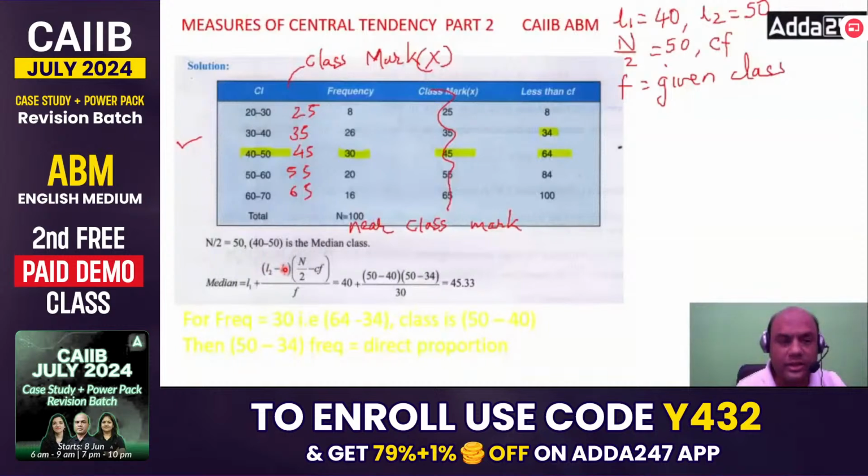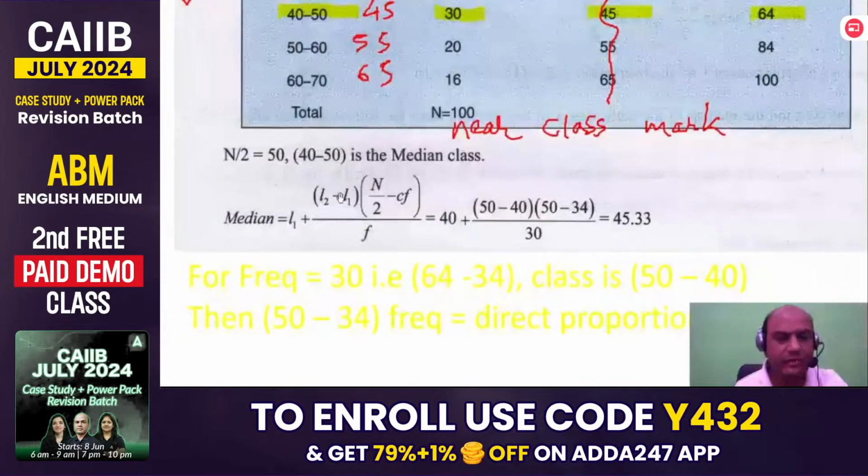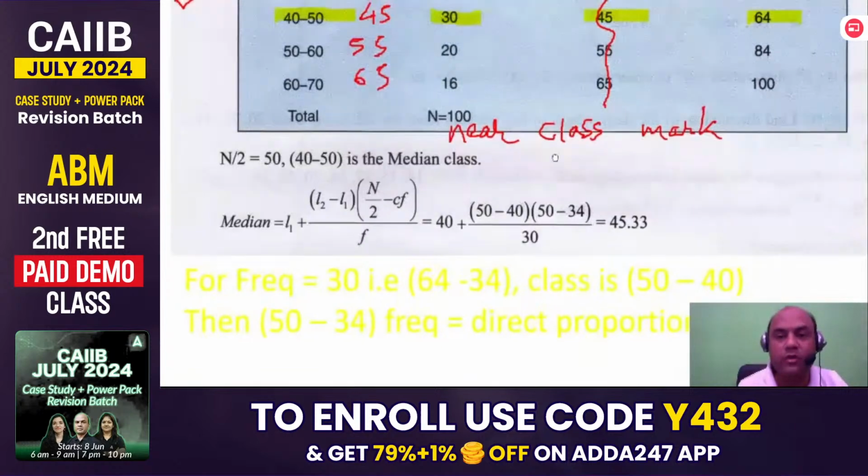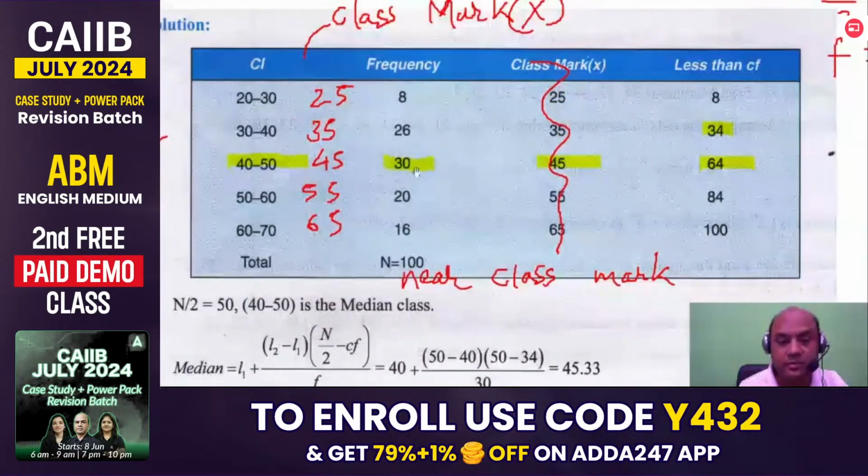So it is L2 minus L1, that is 50 minus 40, into N upon 2, you know, 50, minus CF. CF is what? The earlier one, CF is 34, the whole upon F. F is what? Not whole. F is the frequency. So what is the frequency given? This 30, the respective frequency.